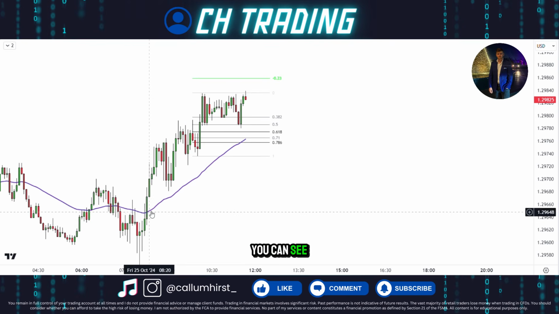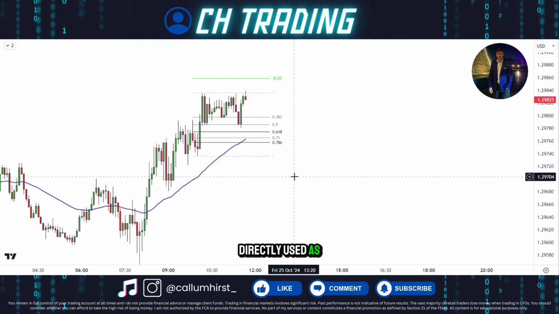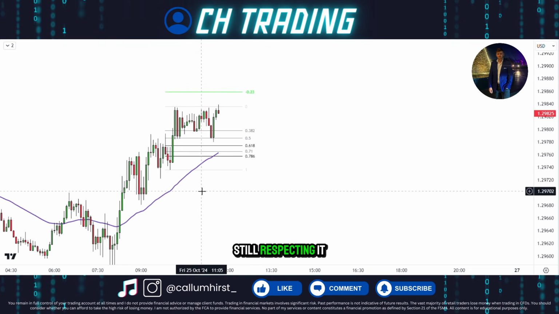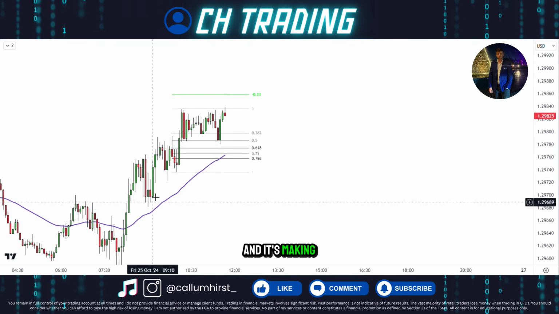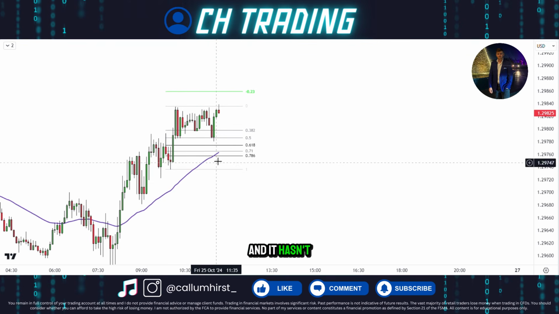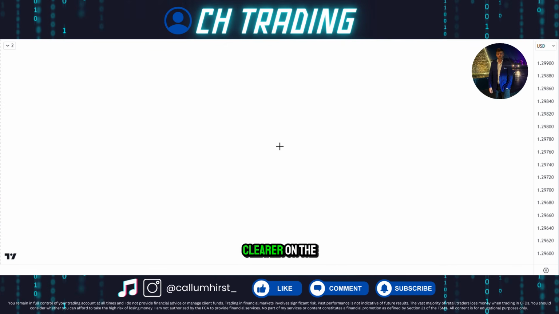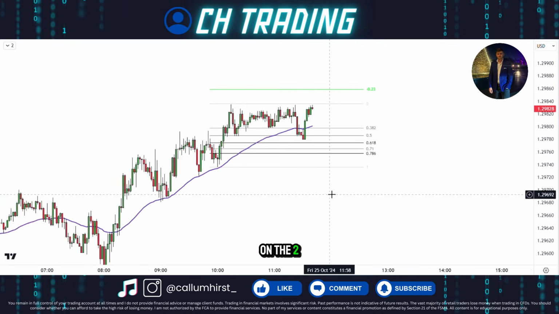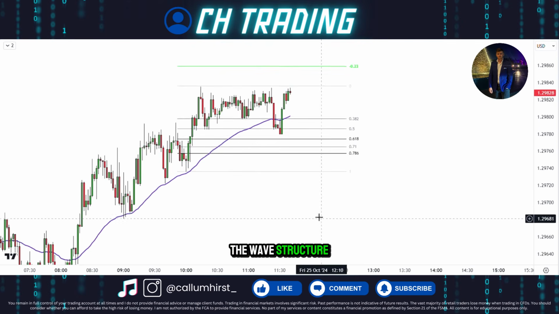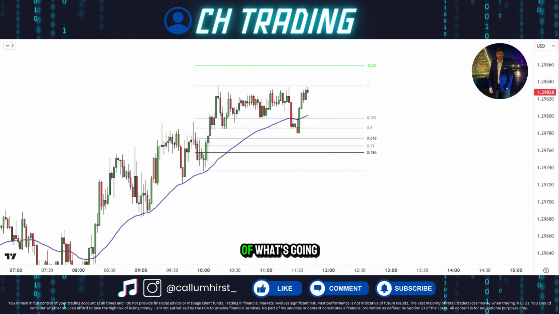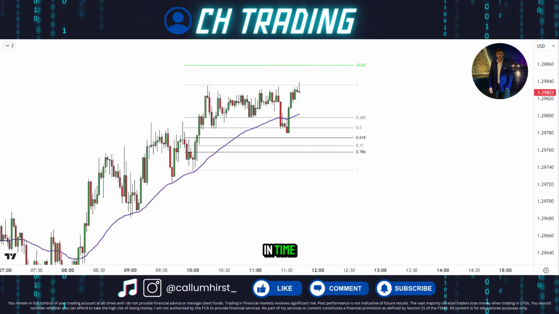So here you can see that the 5-minute EMA is being respected. It hasn't been directly used as support, but price is still respecting it because it's above it and is making higher highs and higher lows above it, and it hasn't yet disrespected it at this point. Price is still a lot clearer on the 2-minute, so I'll stay on the 2-minute just to watch the wave structure. But that's sort of what's going through my head at this point in time.